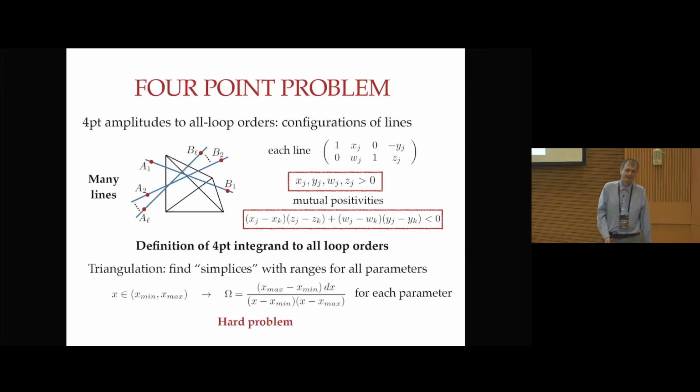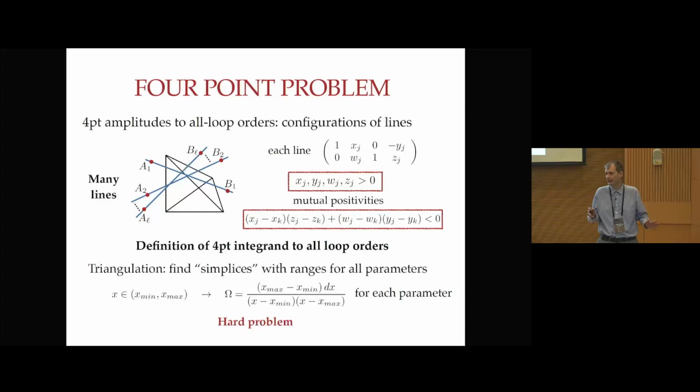Now, so this was one loop. This was very easy. Now, thanks to this amplitude-hedron construction, we can now define the integrand to all loops. And the geometry is relatively simple. You just have L lines in this 3-dimensional projective space. Each of the lines has its own 2x4 matrix and own 4 parameters, which are all positive.